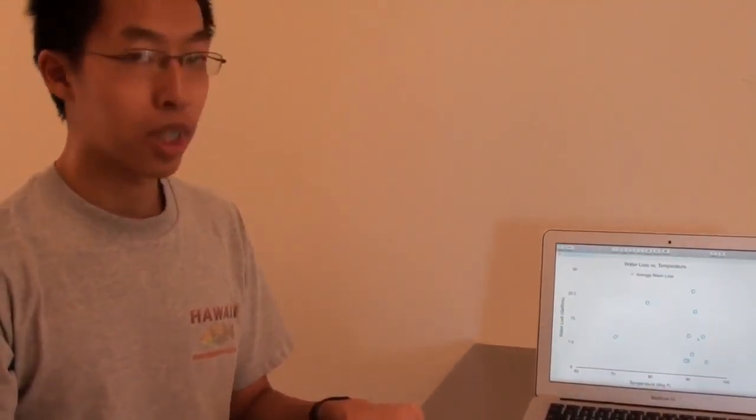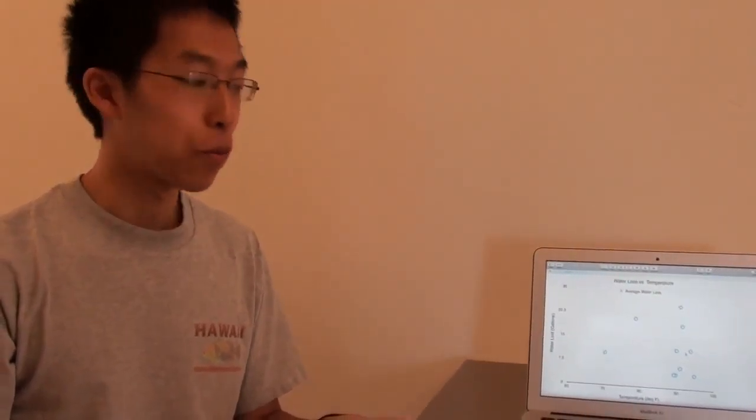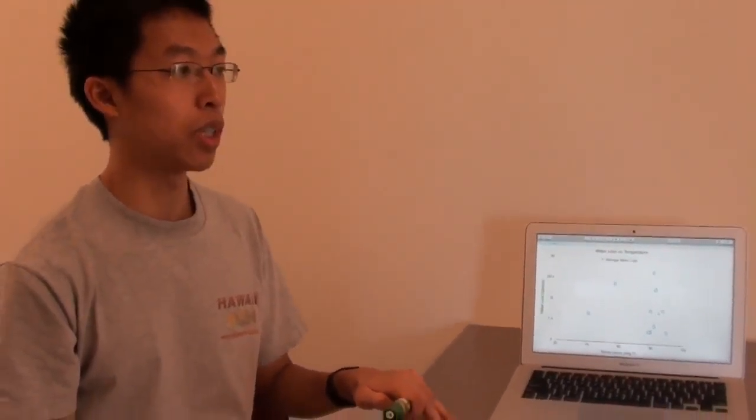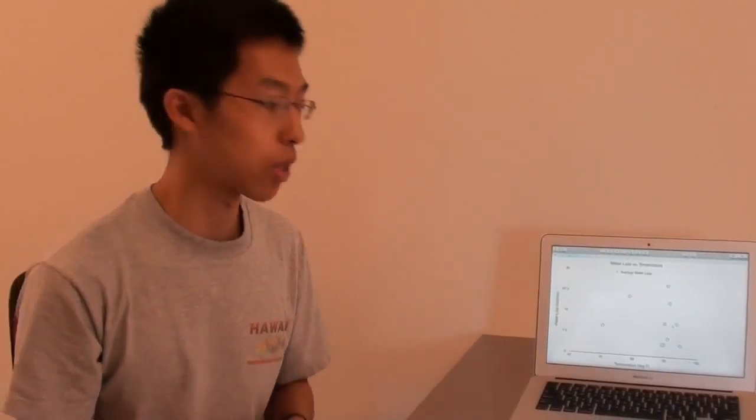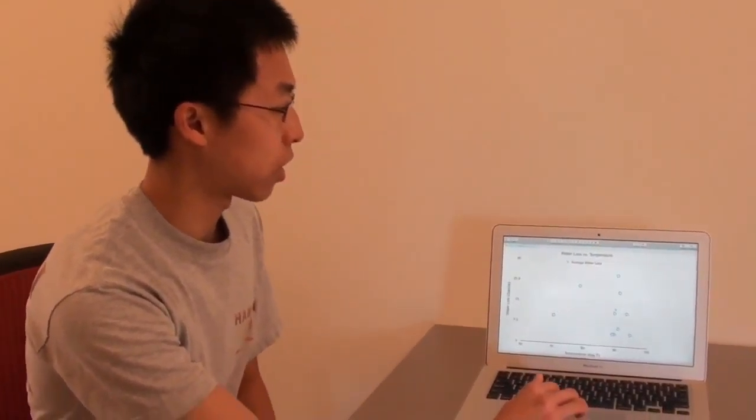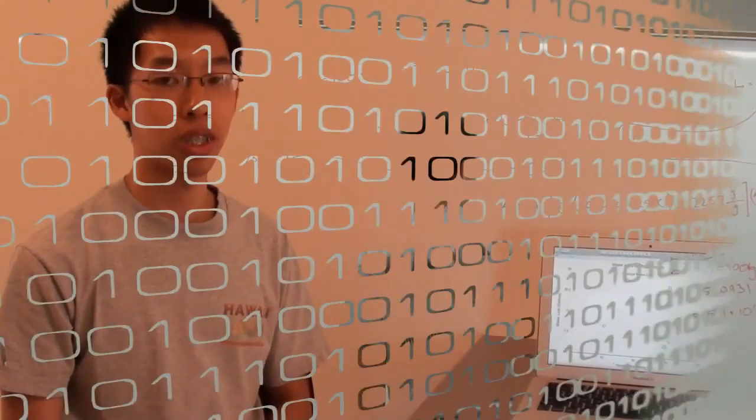So if we were to do this experiment again, one thing we would probably do is stick to a strict regime of checking the water and the temperature regularly in order to get a valid set of data for which we could find a correlation between the temperature and the water loss.